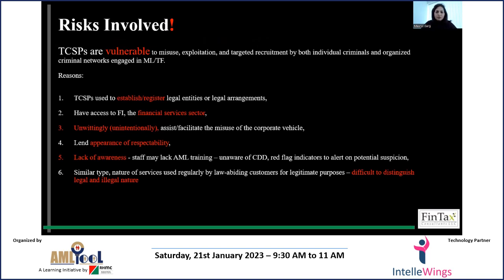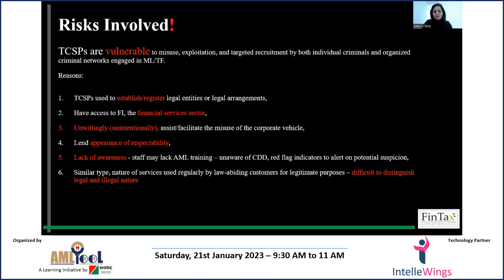So why TCSP needs to bother is because TCSPs are vulnerable to misuse and exploitation by criminals and bad actors, because that's a way of entering into a particular jurisdiction or accessing the country's financial sector and the businesses who are already on the platform. So in specific, the reasons why TCSP should bother are because they are used to establish and register the legal entities and the legal arrangements, which is a tool to circulate the money, to place it into a system. They may have access to the financial services sector. They may unintentionally assist or facilitate the misuse of the corporate vehicle.